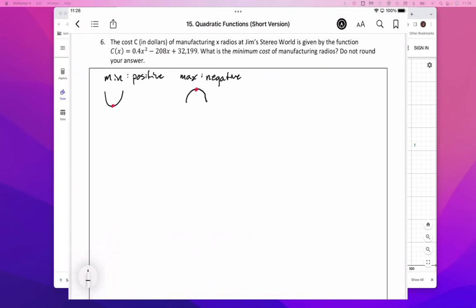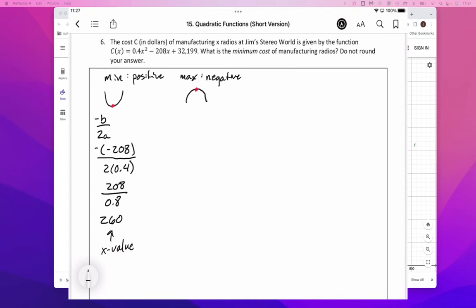I'm trying to get my pen to work here. And the way to find that minimum is going to be to find the vertex. And so as we've done in the past, negative b over 2a. And so our b value is negative 208. So we've got negative 208 over 2 times 0.4. And I'll be honest with you, I'm going to use a calculator to do this. And so 208 divided by 0.8, I don't feel like doing that math in my head or by hand. And so I used a calculator and I did get 260, which is our x value.